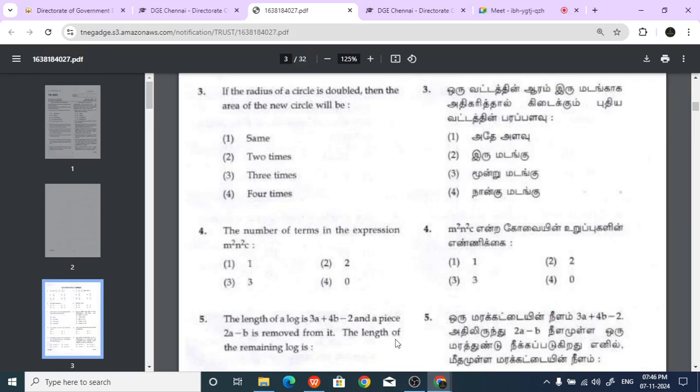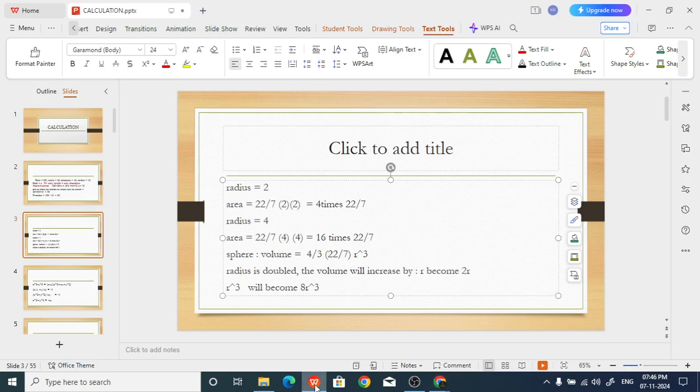That's very important. Okay, next, the number of terms in the expression m square n square c is? 1, sir. Only one term is there. If the expression is a square plus b square plus 2ab, then how many terms are there? 3.